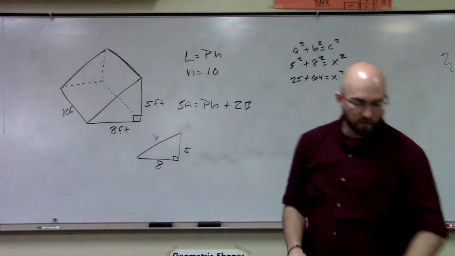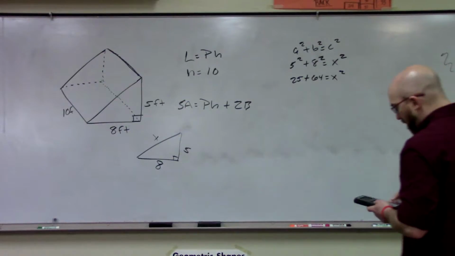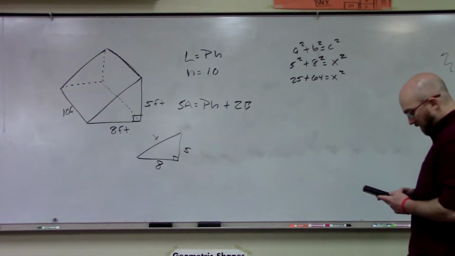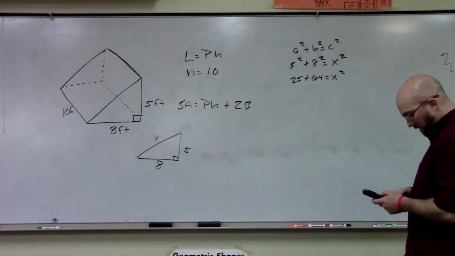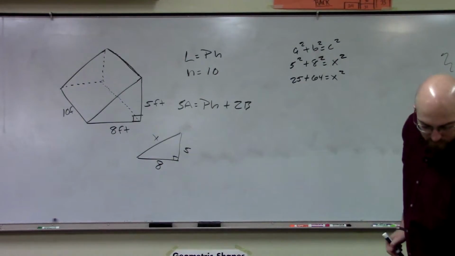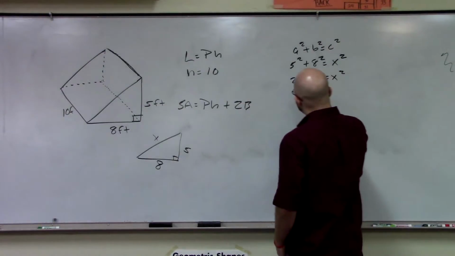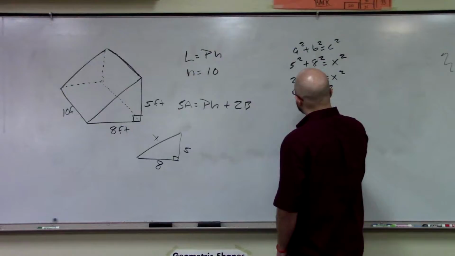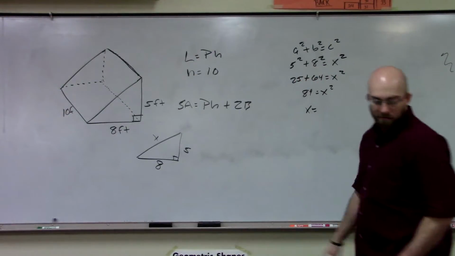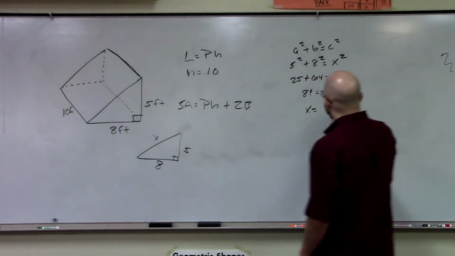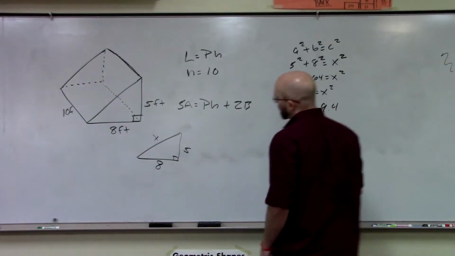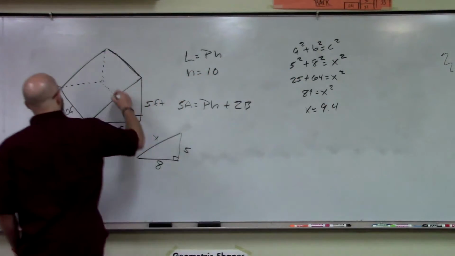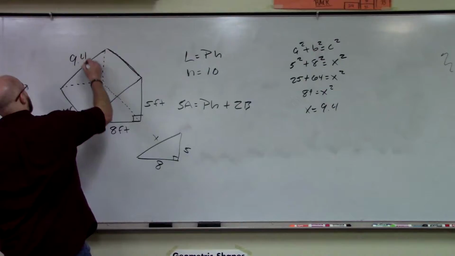This may have been a 3, 4, 5 triangle. I never can remember them, so. Thinking it was? Actually, nope. So we get 89. Take the square root of that. So x equals 9.4. So that means this distance right here is 9.4.